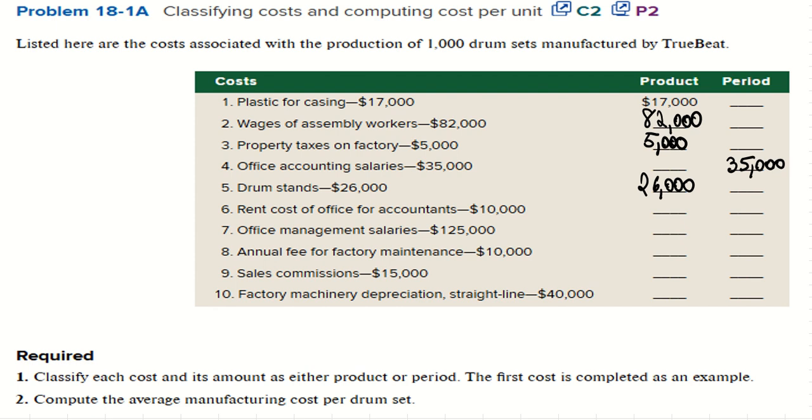Number six, rent cost of office for accountants. Well, the key word there says office. So since this is rent cost of office for accountants, this also is a period cost.